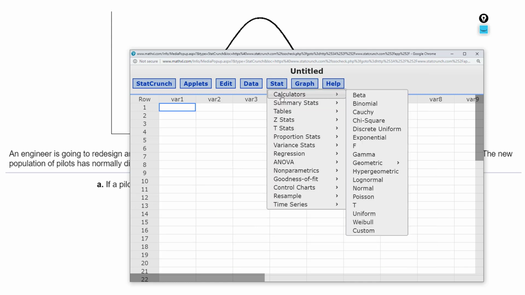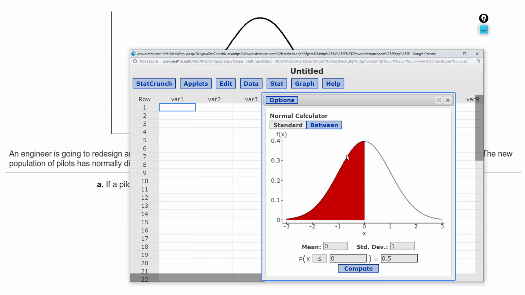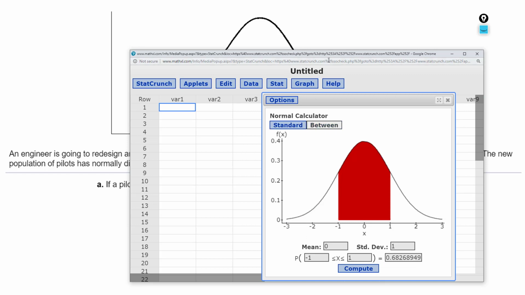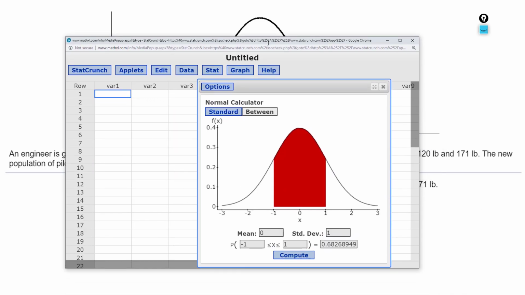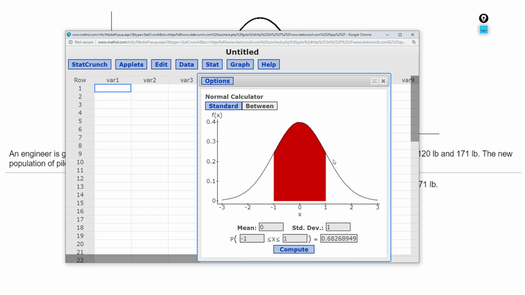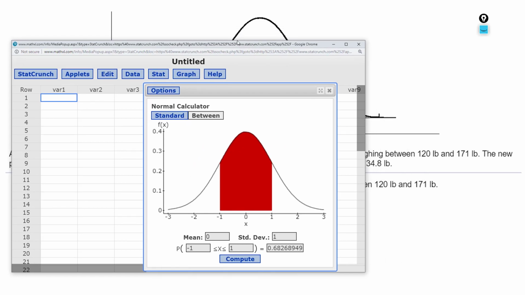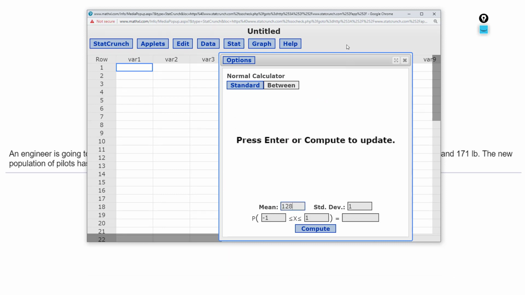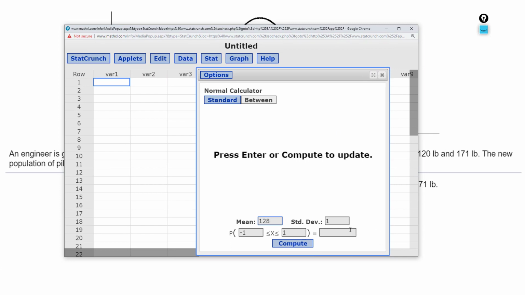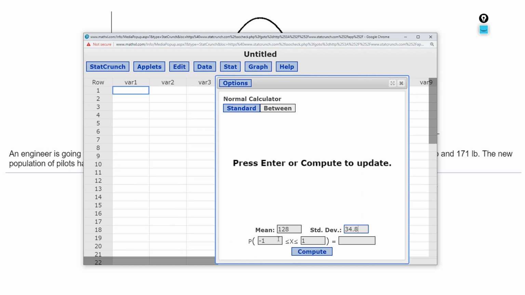Another thing they have in here is if you don't want to look things up in the table, I can go to Calculators, I can go to Normal, and notice there's a standard and there's a between. So I want to do the between. So what was it, 120 and 171? They told me the mean was 128, the standard deviation was 34.8, and I want to find the probability between 120 and 171.